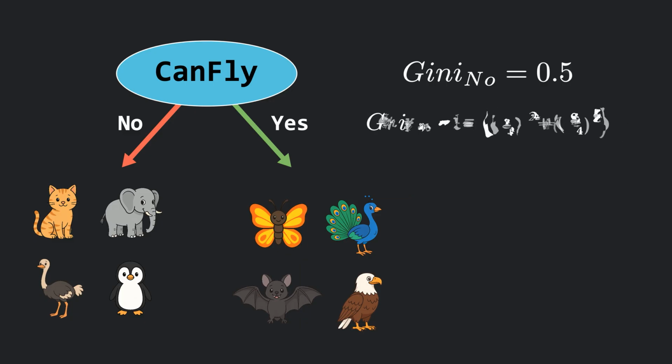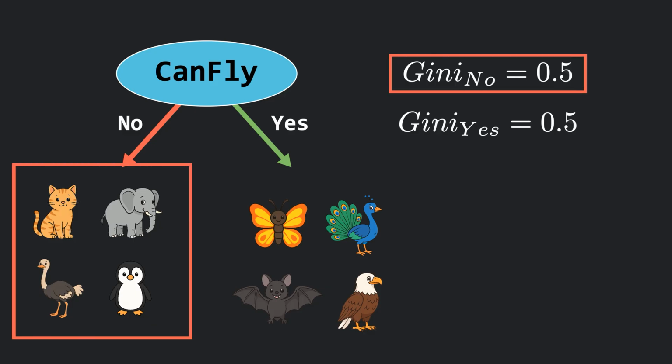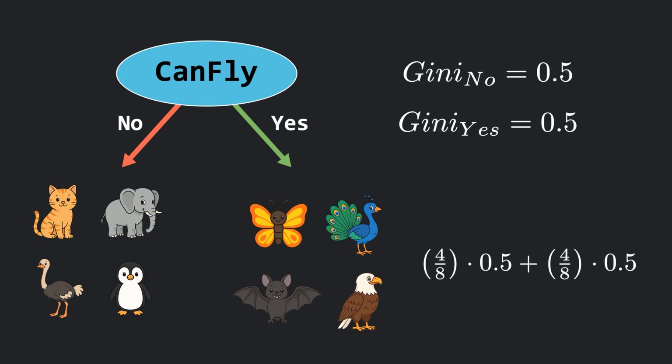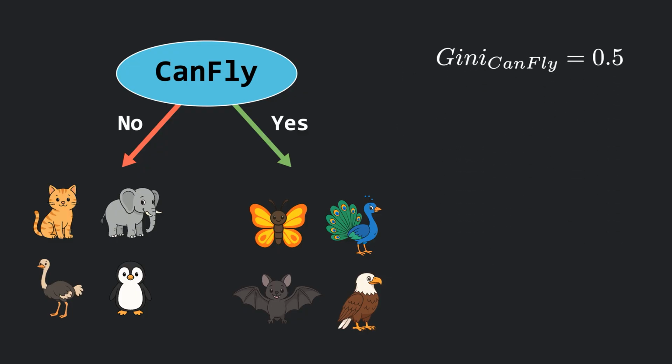To find the overall Gini for this feature, we take the weighted average of the 2 branches. Since there are 4 samples out of 8 on the no side and 4 out of 8 on the yes side, we multiply each branch's Gini by its weight and add them up. This gives 0.5 overall. No improvement from the dataset's original Gini of 0.5.